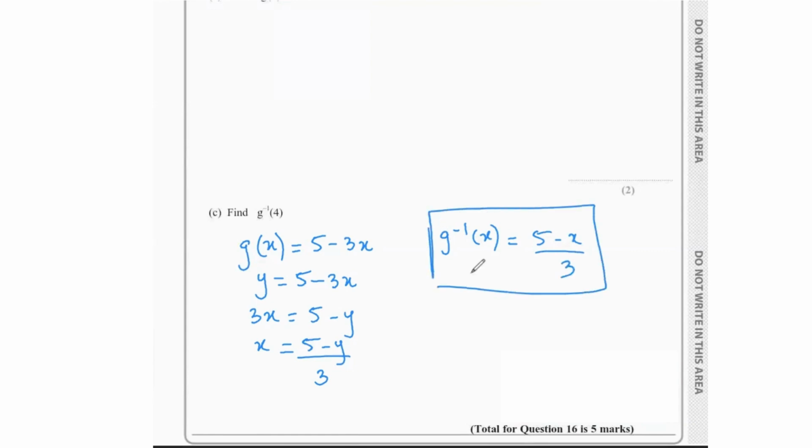This is your inverse function. As you can see, the original function and the inverse function are exactly the opposite of each other. Whatever operation the term is performing in the original function, in the inverse is doing the opposite thing.